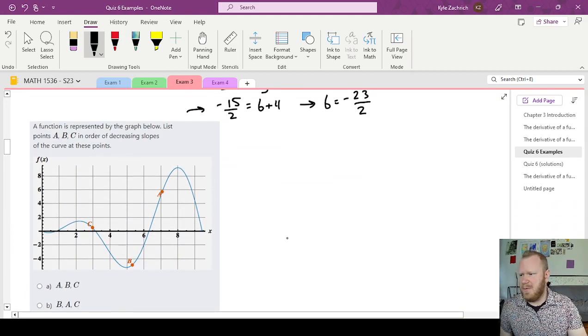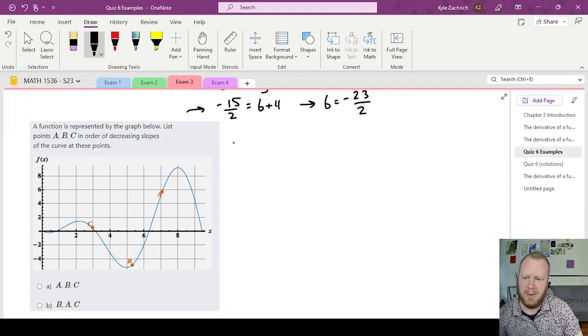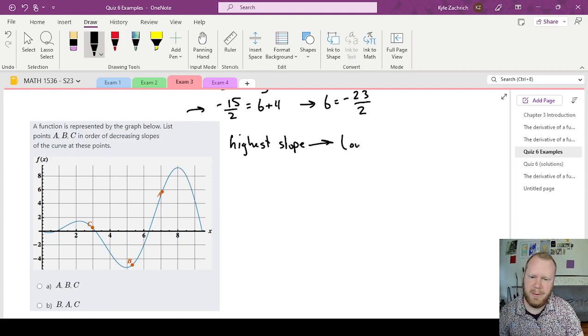Function is represented by the graph below. A, B, and C in order of decreasing slopes. So this is going to be highest slope to lowest slope. That's what they mean by decreasing. So highest meaning most positive to most negative.